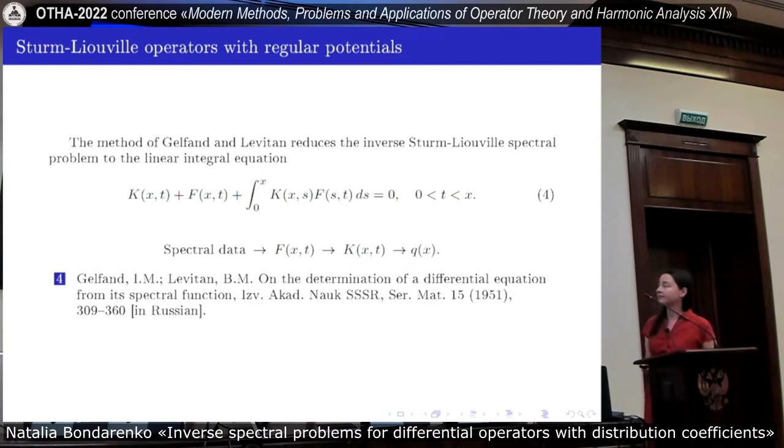Here, the function f of x,t is constructed by the spectral data, by some certain formulas. Then we solve this equation and find the function k of x,t. This is the kernel of the transformation operator. And then by using k of x,t, one can easily find q of x also by a certain formula.